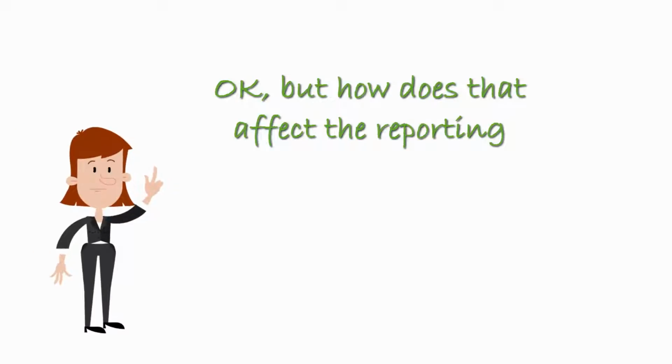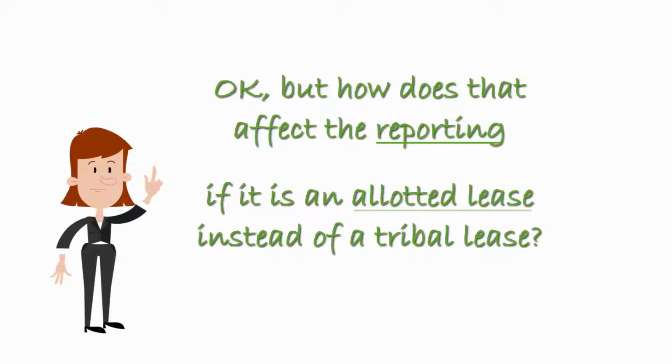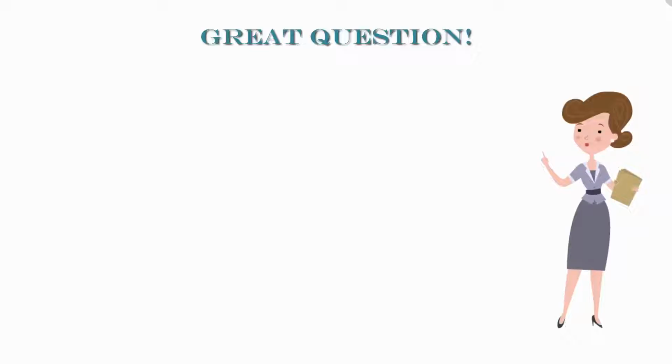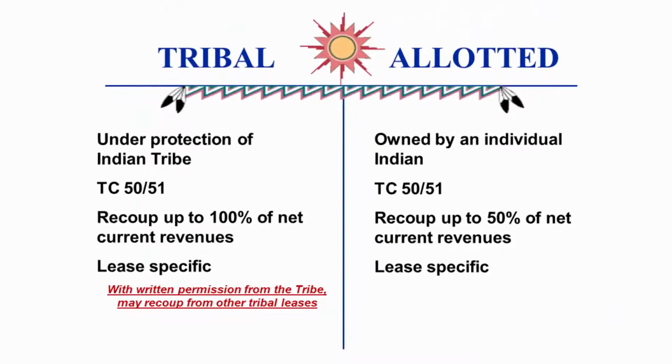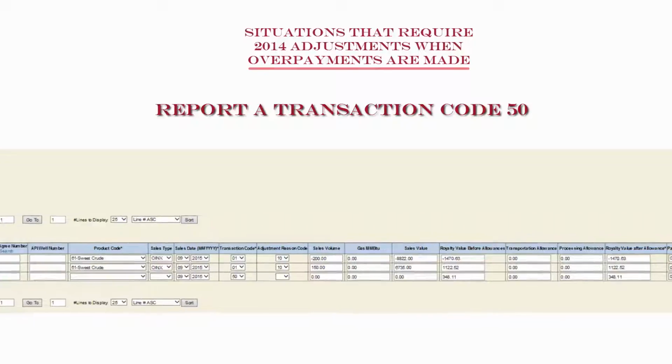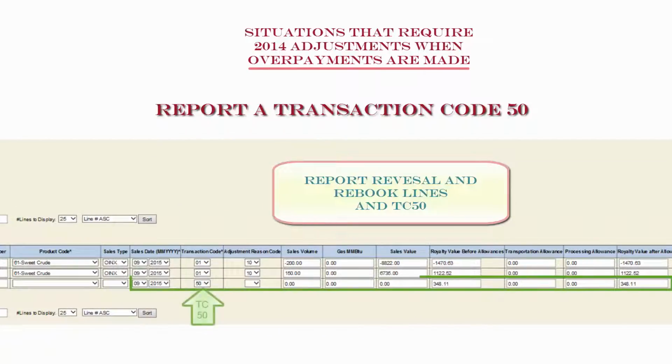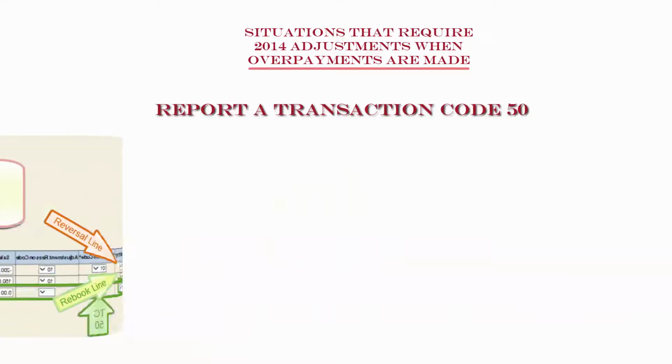Okay, but how does it affect the reporting if it is an allotted lease instead of a tribal lease? Great question. Let's use the same example and apply the allotted lease recoupment limitations to see how the reporting differs. Remember, for allotted leases, you can only recoup up to 50% of the net current revenue. Establish your TC50 the same way for both tribal and allotted leases. The change in reporting occurs when reporting your TC51.